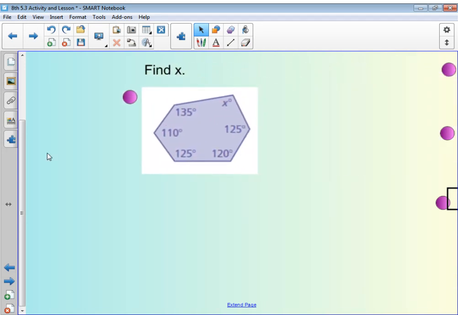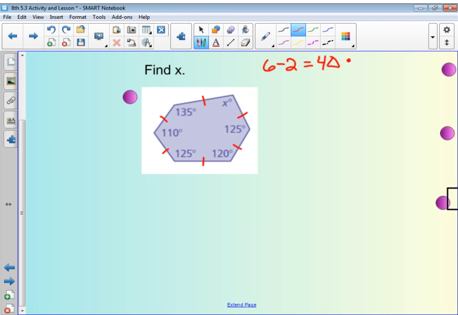Okay, so first step, we need to see what our sum would be. So I've got 1, 2, 3, 4, 5, 6 sides. So if I take 6 minus 2, that gives me 4 triangles. So I'm going to go 4 times 180. 4 times 180 degrees gives me 720 degrees. So I know that they all equal 720.